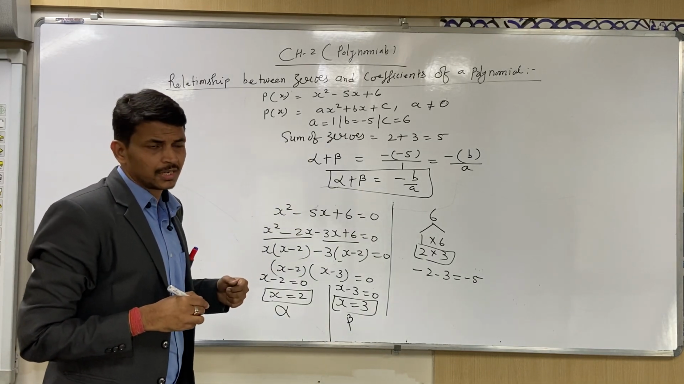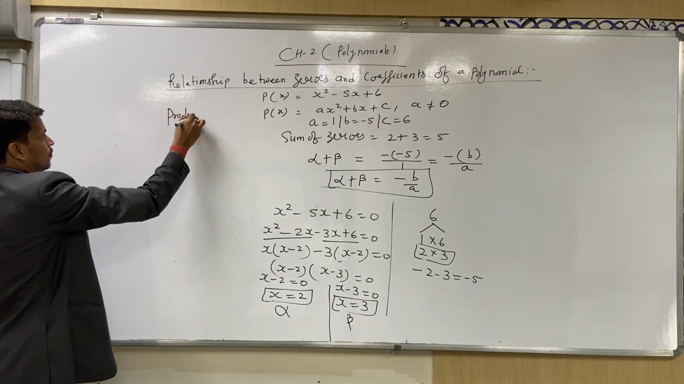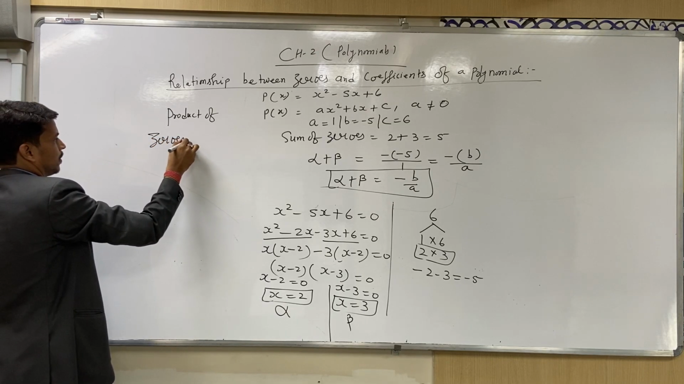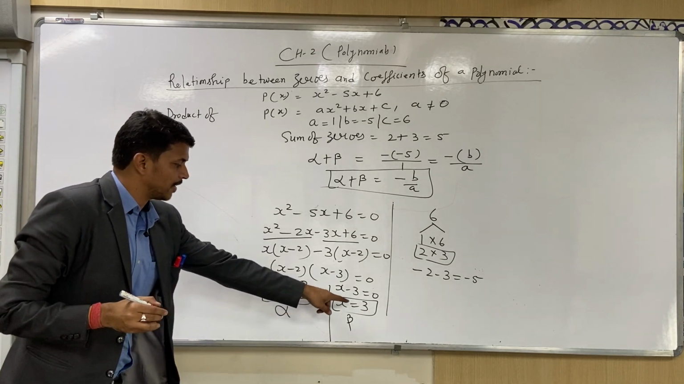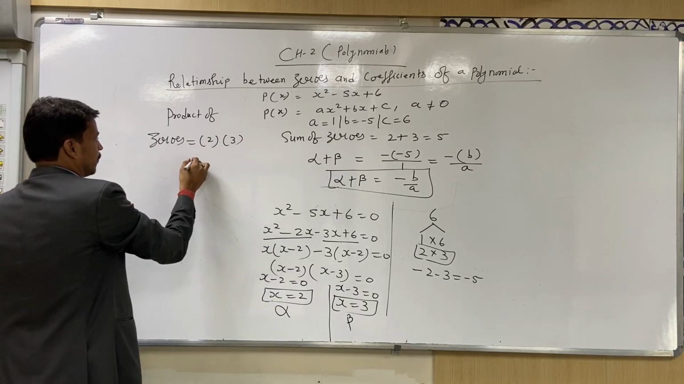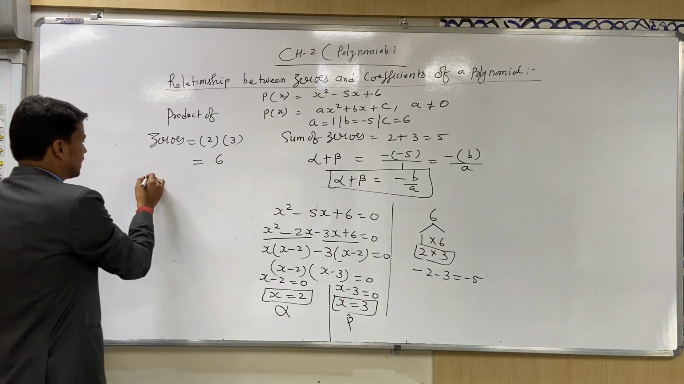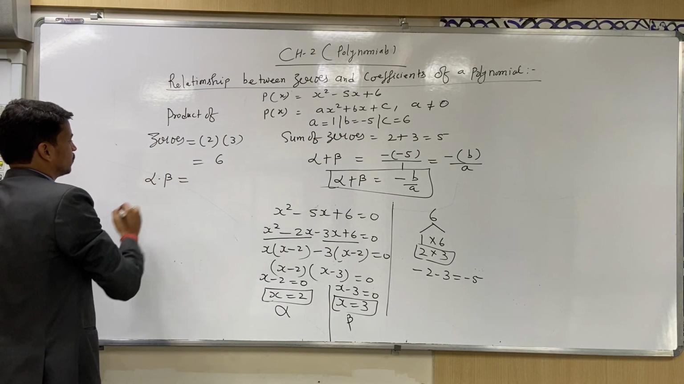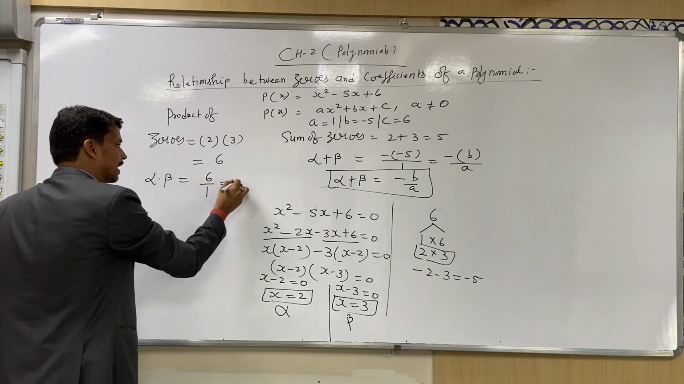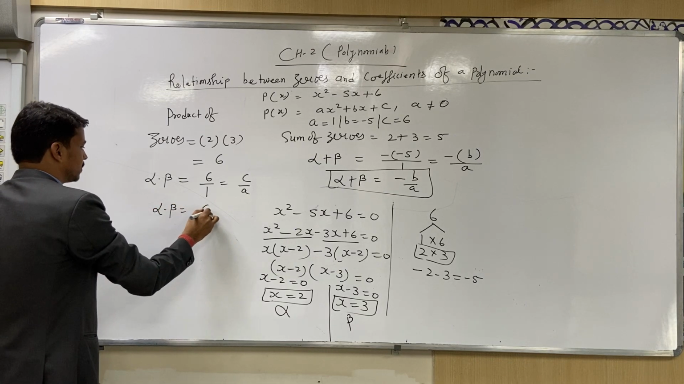Let us go for the product of zeros. I'm writing here product of zeros. We have our zeros alpha and beta as 2 and 3. So let me multiply 2 and 3, which is equal to 6. Now observe the values. I'm writing alpha into beta as the product of zeros. Can we write c upon a? Means 6 upon 1, that is c upon a. So this is another formula. Product of zeros will be c upon a.